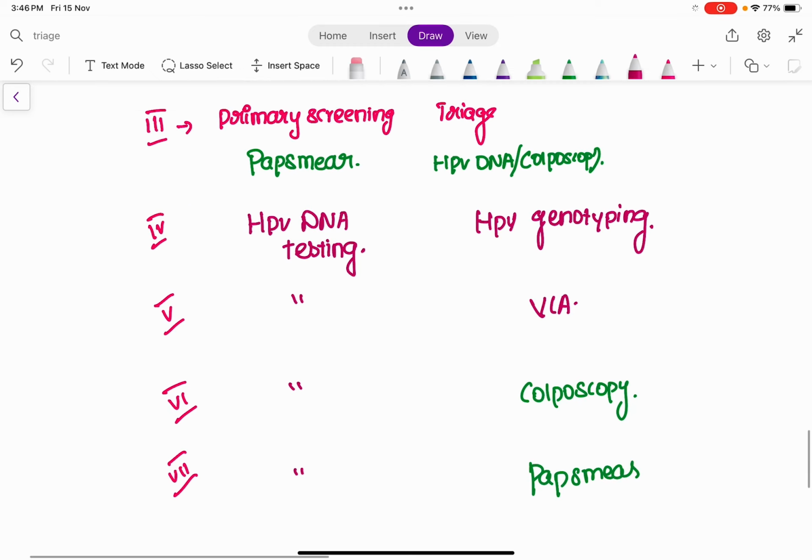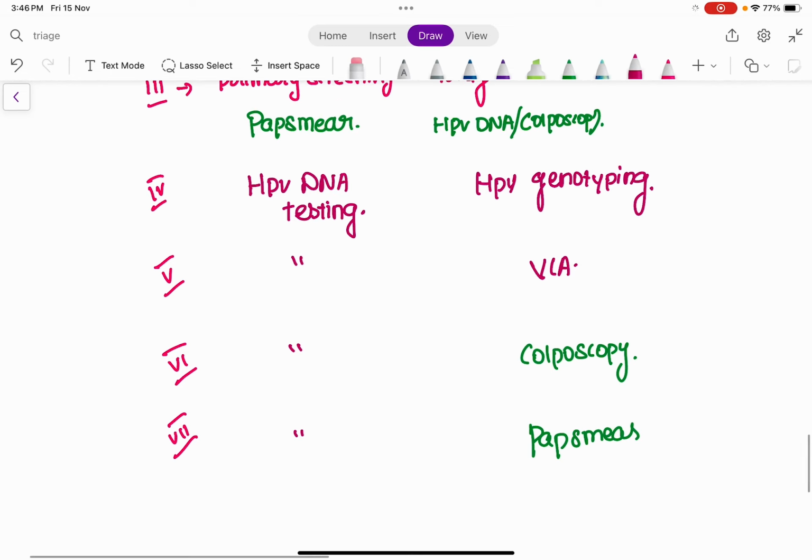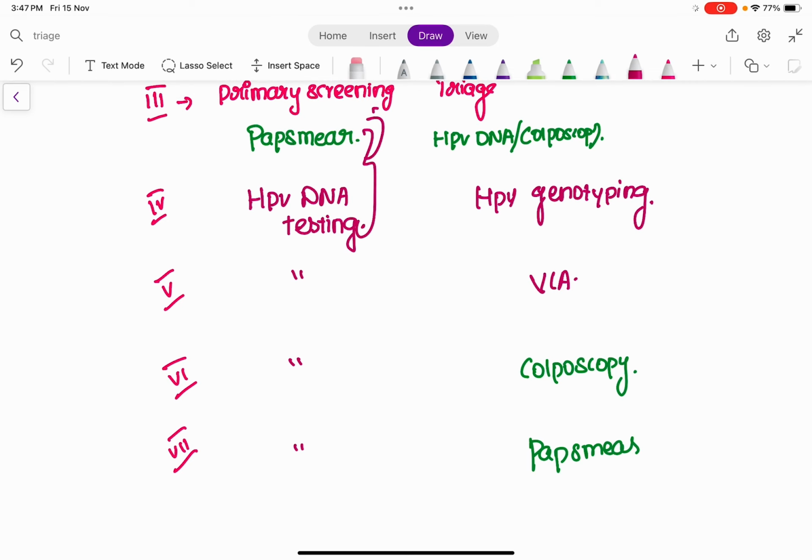The triage test was HPV DNA or colposcopy in the third algorithm, and in the fourth algorithm, with HPV DNA we had HPV genotyping. In the fifth algorithm, along with HPV DNA we had visual inspection with acetic acid as the triage test, and in the sixth algorithm we had HPV DNA testing along with colposcopy as the triage test. In the seventh algorithm we had HPV DNA testing along with pap smear as the triage test. So as I told you, pap smear and HPV are the primary screening tests, and HPV genotyping, visual inspection with acetic acid, colposcopy and pap smear are the triage tests.